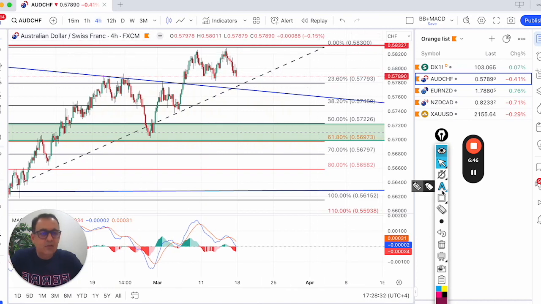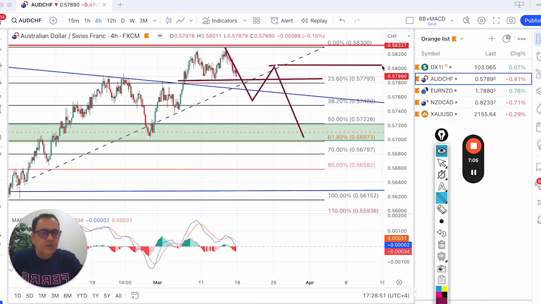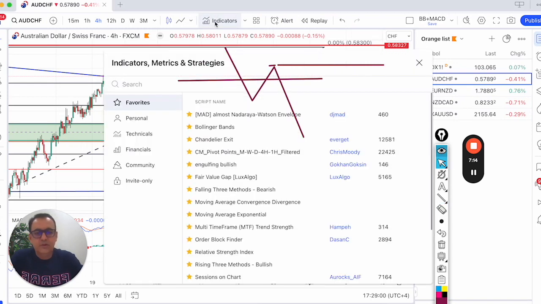So I'll be entering into a sell setup once we get the confirmation after the break of this support. So break of structure is required, then we need a pullback. So you can sell after the pullback. So you can sell somewhere around this region, that's around 0.5800 or 0.5810. And let's apply Bollinger here. Let me add Bollinger to my charts.